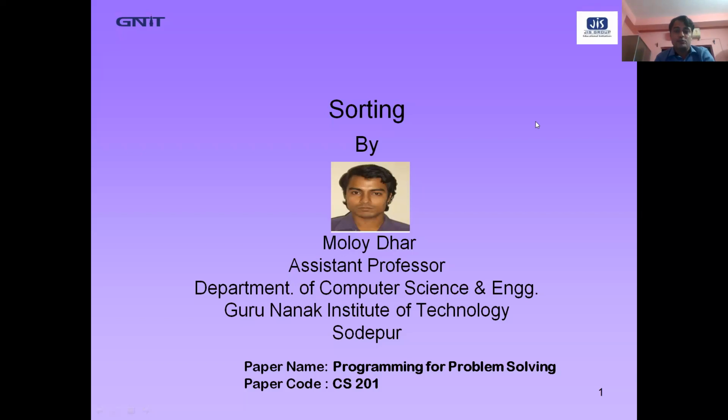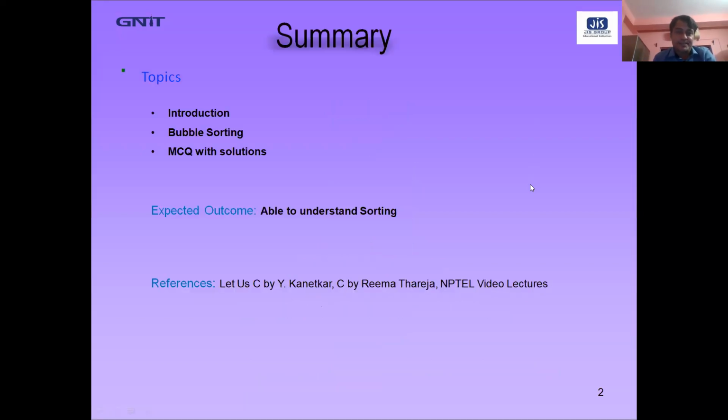Today I am going to discuss the topic of sorting for the paper Programming for Problem Solving, and the paper code is CS201. The main discussion topics in summary form are, at first, the sorting techniques, then one example of sorting called bubble sort, and finally some MCQ problems with solutions. The expected outcome of today's class is to be able to understand sorting techniques.